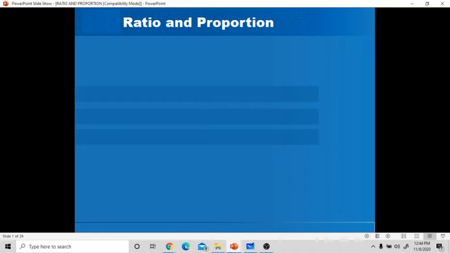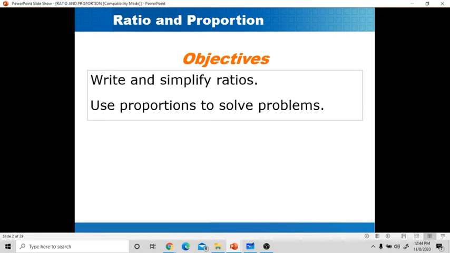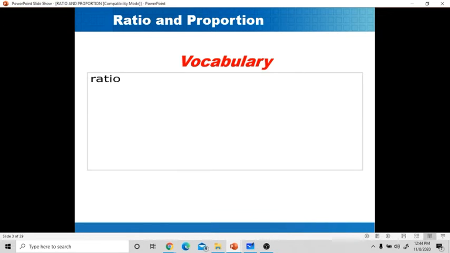Hello math learners! In this video, we're going to discuss ratio and proportion. This is the first lesson that we will discuss under geometry. Our objectives are to write and simplify ratios and to use proportion to solve problems.